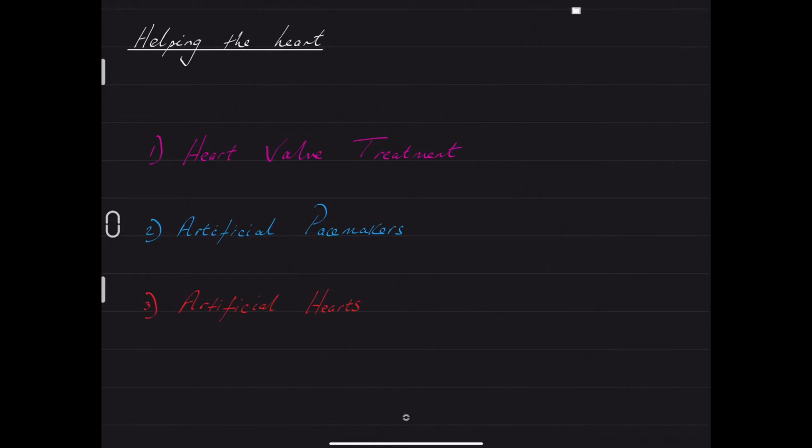And what I want you to be aware of is that when we're talking about artificial pacemakers and artificial hearts, here we're actually inserting something else, something artificial into the body to assist with our heart in its normal functioning.